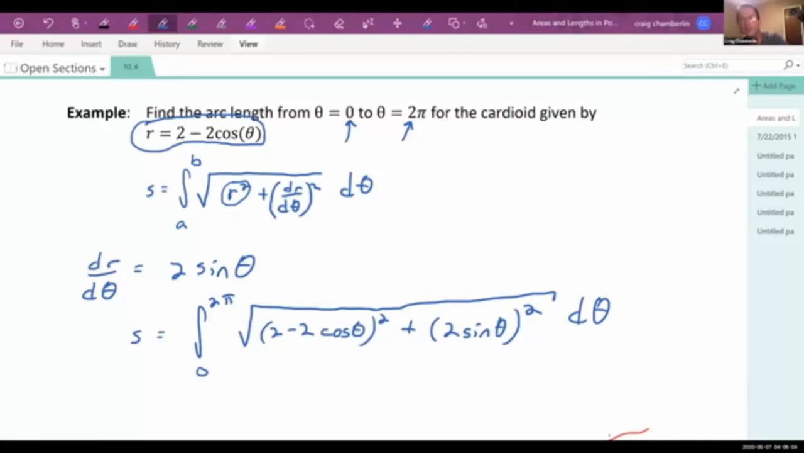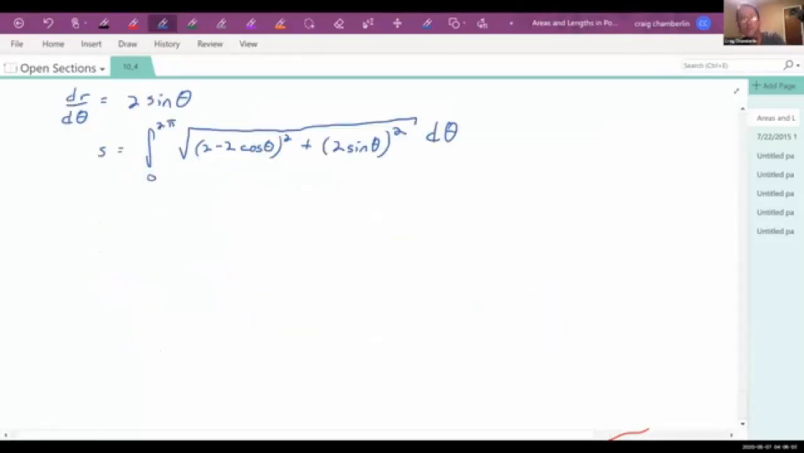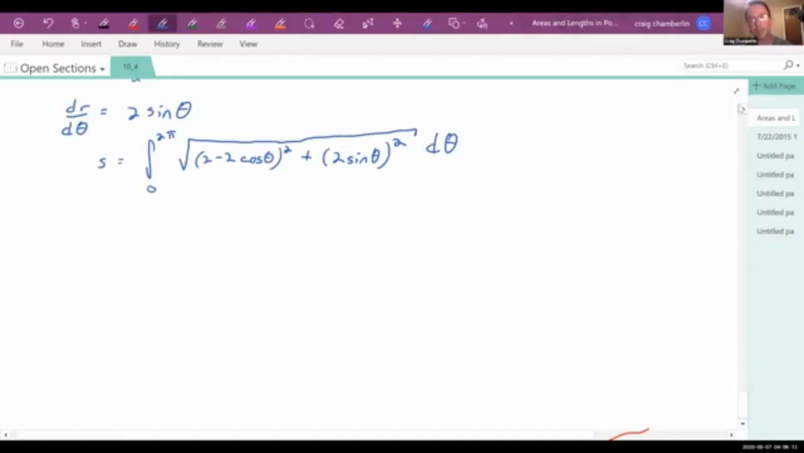I don't know if I have time to do the whole thing, but I do want to show you a couple of tricks with this one. In order to evaluate this integral, what do we have to do? Take a guess. Identity. Yeah, that's a good guess. You're using your crystal ball, looking ahead. But before we apply that, what can we maybe do with the 2 minus 2 cosine theta? Pull out a 2.